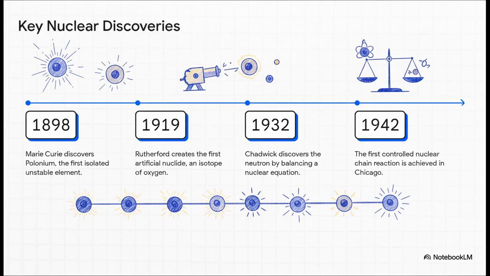When Marie Curie discovered polonium, she was actually observing and documenting a natural nuclear reaction. When Rutherford created the very first artificial element, he had to rely on these rules to even understand what he'd made. And maybe most impressive of all, James Chadwick discovered the neutron, just by balancing a nuclear equation and realizing there had to be some unknown neutral particle in there to make the numbers add up.